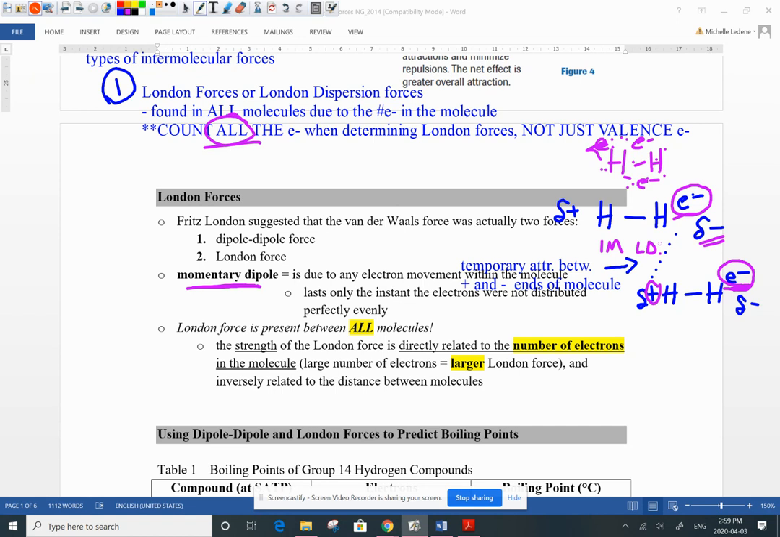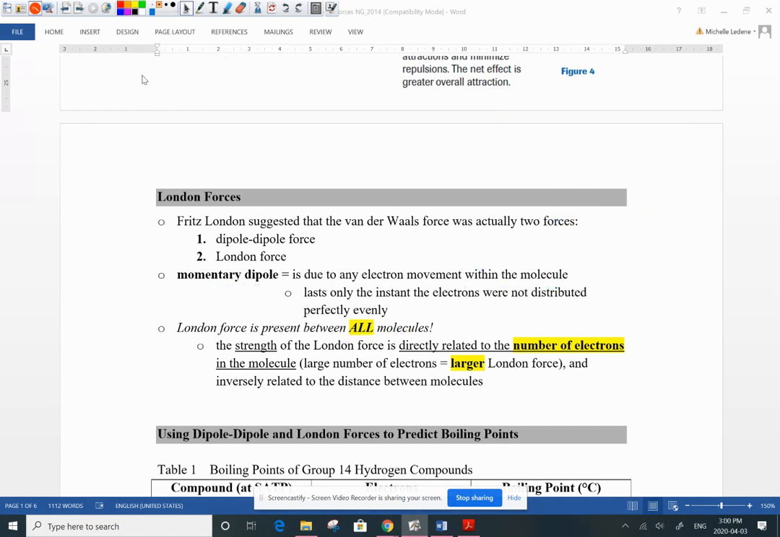So again, London forces are in all molecules, and you count all of the electrons up to figure out what your London force is. London forces are the weakest of all the intermolecular forces. So if you're ever asked to rank them, they go at the bottom.